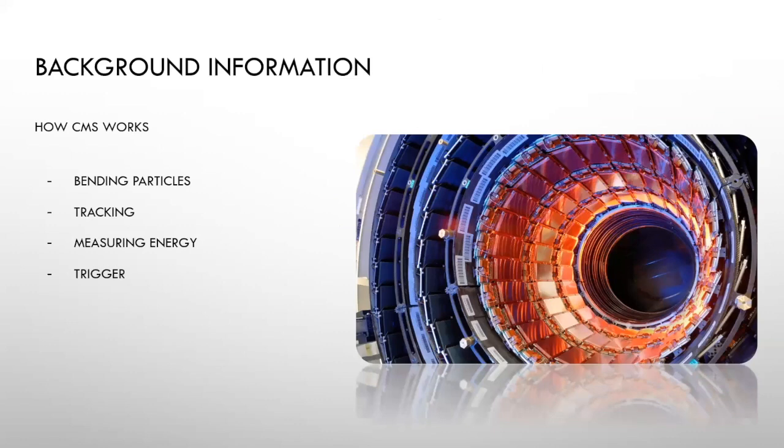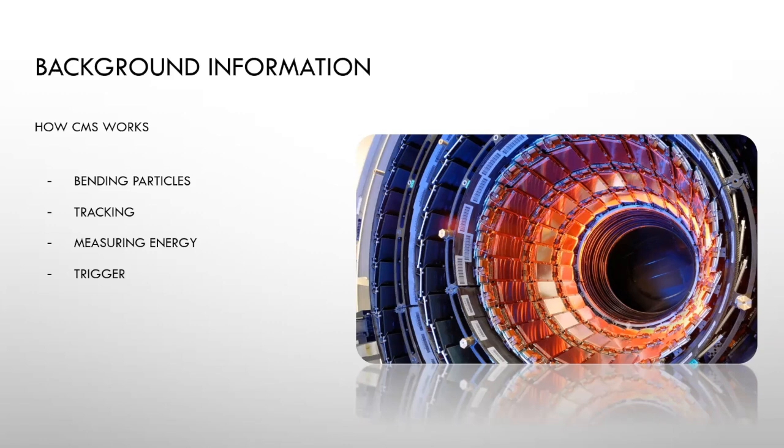Just more background information on how the CMS works. So a powerful magnet is needed to bend charged particles. Bending the trajectories of the particle serves two purposes. One is identifying the charge of the particle, and the other is it allows us to measure the momentum of the particle. So high momentum particles bend less compared with low momentum ones.